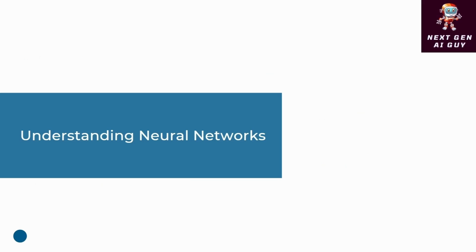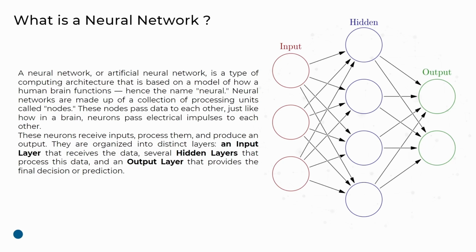Now we will understand what exactly the neural network is. So, what is a neural network? Neural networks, also known as artificial neural networks, are a subset of machine learning. Their name and structure are inspired by the human brain, mimicking the way that biological neurons signal to one another. The main objective of a neural network is to mimic how our brain works, the way our brain transmits signals from one neuron to another. The same thing neural networks try to mimic.